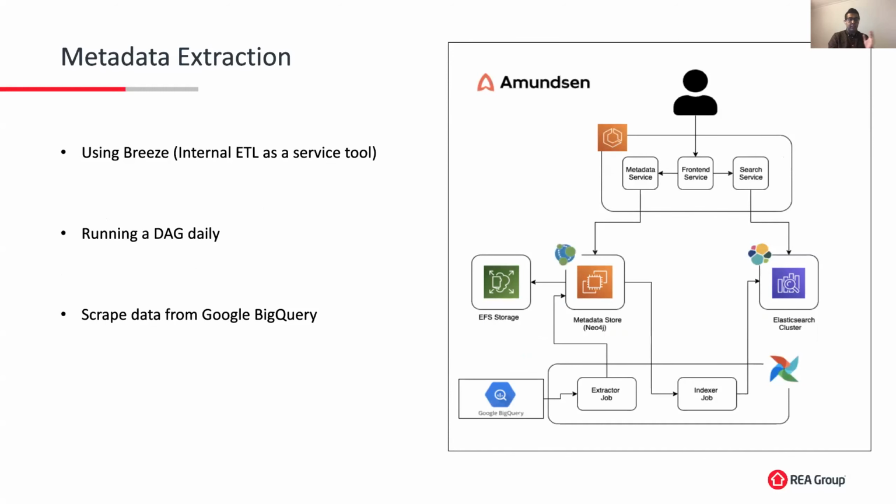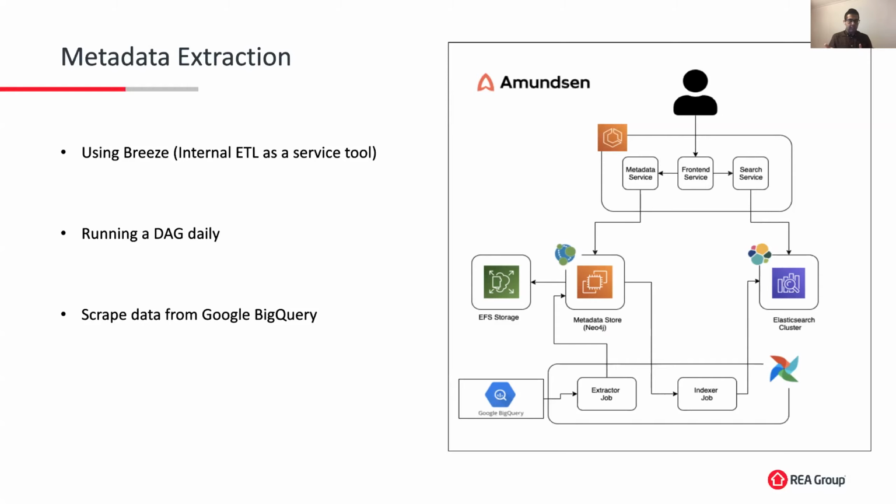Then comes the metadata extraction layer. The metadata extraction and ingestion is done in a very standard way. We have an Airflow DAG, which is deployed using Breeze, our internal ETL tool we have talked about. This DAG runs daily, extracts data from certain projects in BigQuery, puts that into Neo4j, and then indexes it to Elasticsearch. We do not actually index dev or sandbox GCP projects in Amundsen. We only index prod datasets.